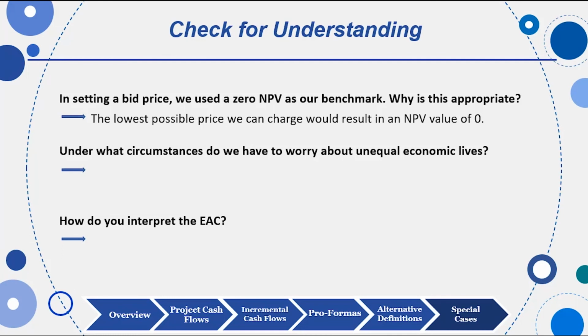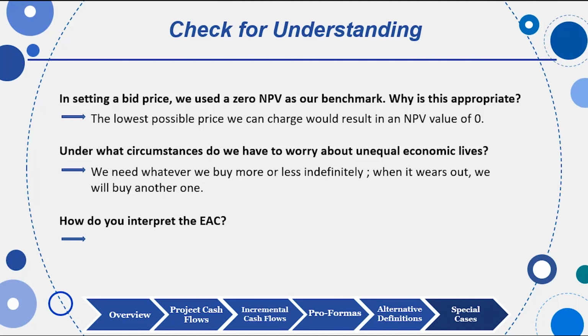So setting a bid price, if I'm the road builder, I want to set the lowest possible price that will result in an NPV of 0. How about if we have unequal economic lives? Well, I need to calculate the EAC, if I have a precip system which has a different life than a filtration system. And how do you interpret the EAC? I look at the present value of the project's cost calculated on an annual basis, and then compare the two annual costs to come up with a good decision.